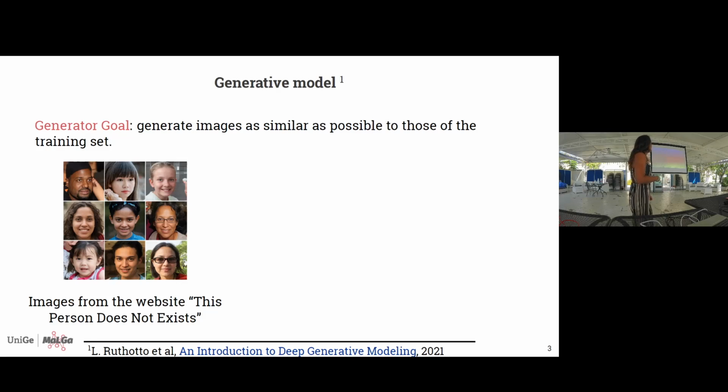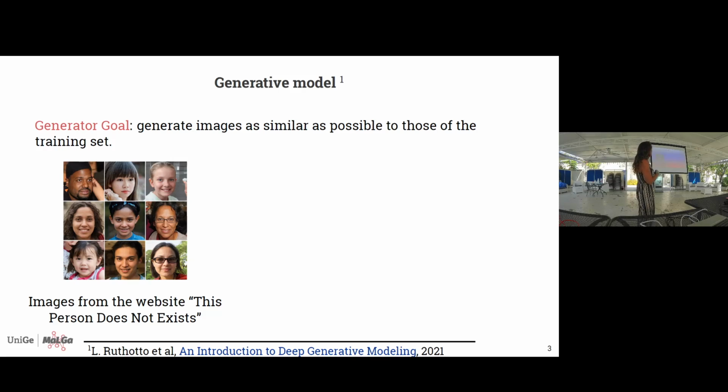So this is a first introduction to generative models. A generator or a generative model tries to generate images as similar as possible to those of the training set. In this case, for example, the training set is composed of real people, and this generator tries to reconstruct images that are fake people, almost indistinguishable from real people.